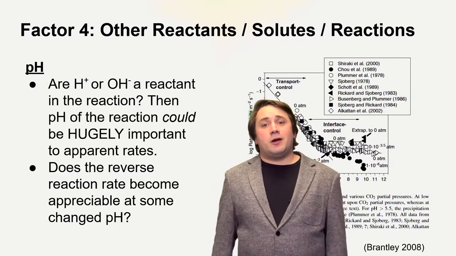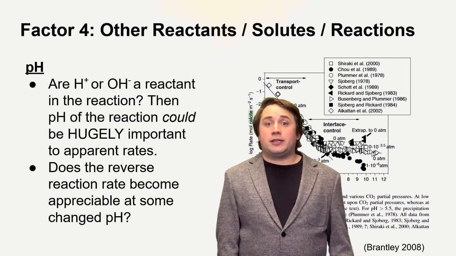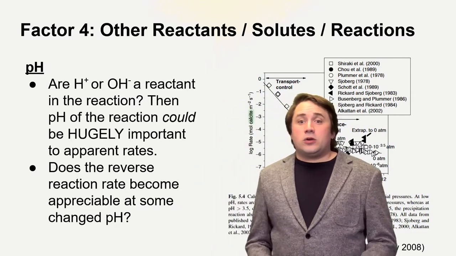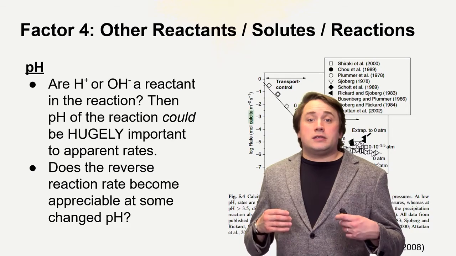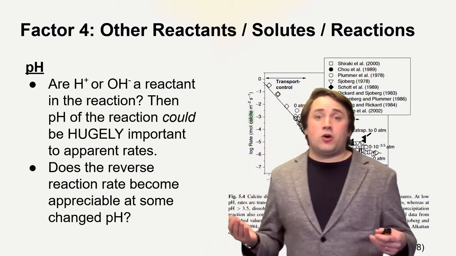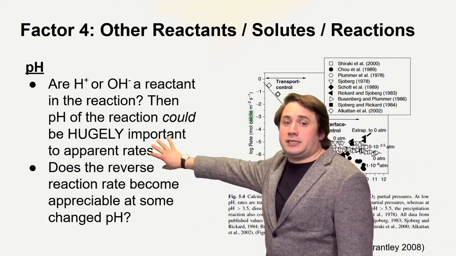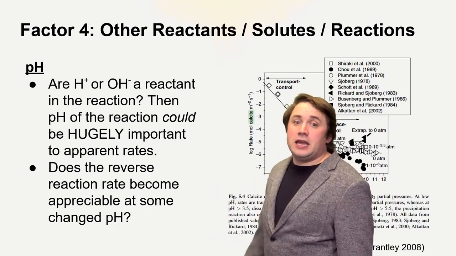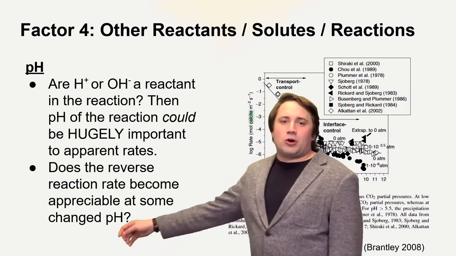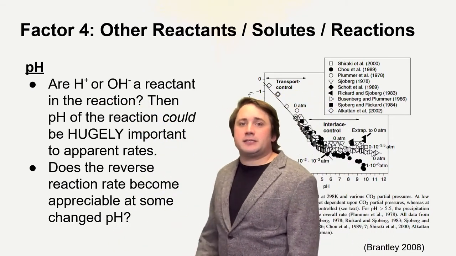So the last factor that I want to discuss as something that can influence apparent reaction rates that you measure empirically is the presence of other reactants or products or solutes in general in your system, or the presence of other reactions that you didn't know were occurring or affecting your reaction. And perhaps the most important one of these that you always have to take into account, basically, is pH. And this is because many, many chemical reactions involve either protons, H+, or hydroxyl groups, OH-.